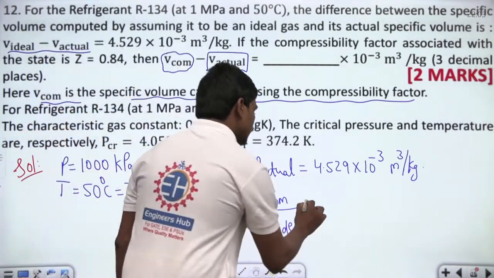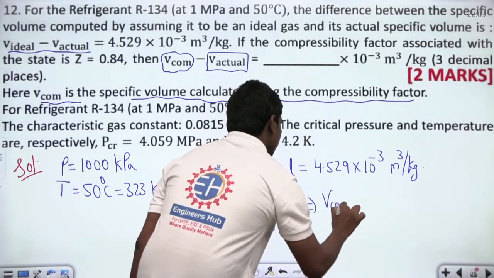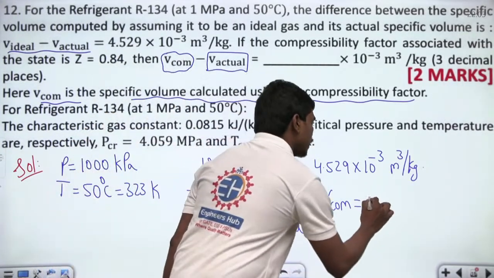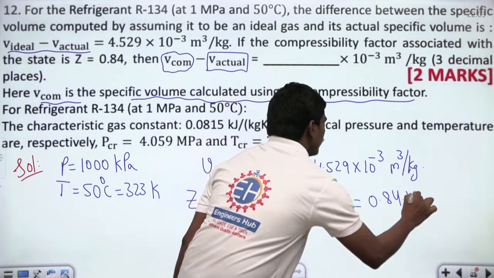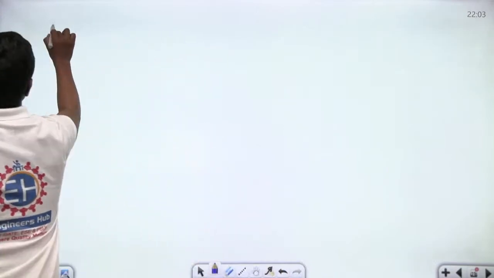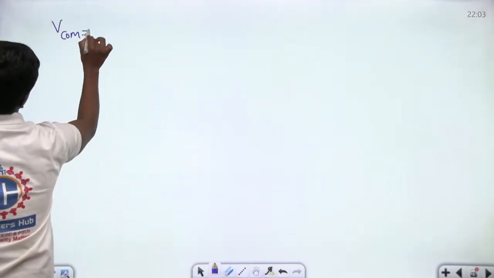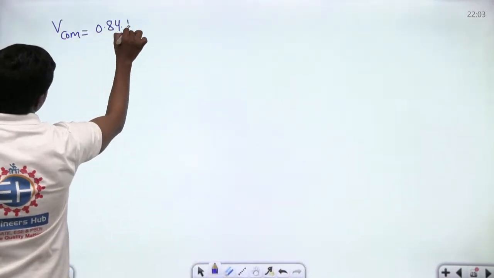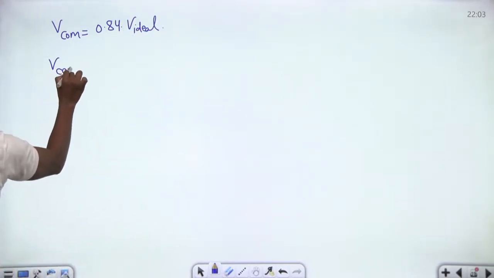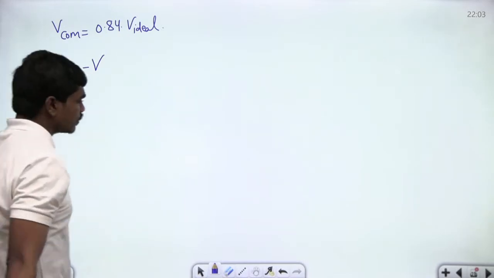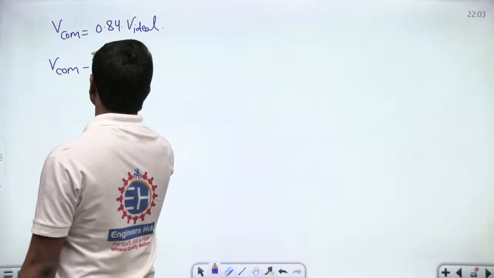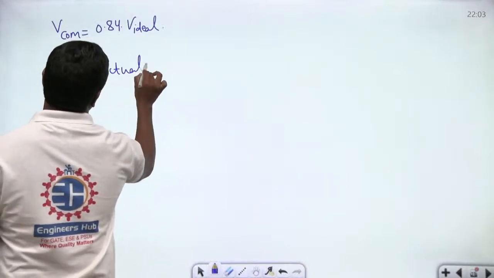So let us write. This implies V computed using the compressibility factor is equal to 0.84 times V ideal. So one thing is very clear: V computed using the compressibility factor is 0.84 times V ideal. Now they are asking for V computed minus V ideal, or V actual? I think they are asking for V actual. Okay, fine. This is V actual, the value that they need.